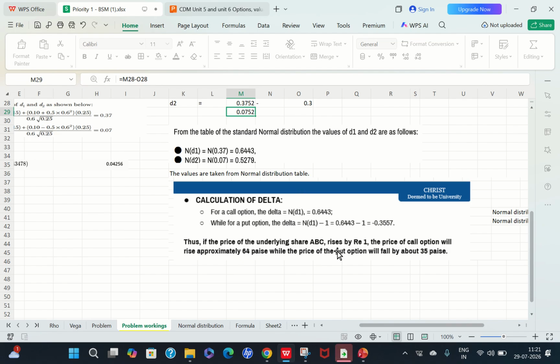The next point: what this basically implies is if the price of the underlying share ABC rises by rupee 1, the stock price increases by 1, then the price of the call option will rise approximately 65 paise. While the price of the put option, basically the right to sell, will fall by 35 paise. So this is the understanding.